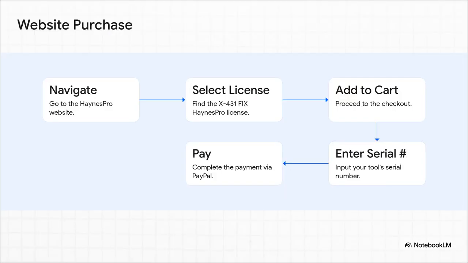Okay, first, let's talk about the website method. It's pretty simple. You just head over to the HaynesPro site, find the X431 license, and add it to your cart. Now, this next step is critical. During checkout, you have to enter your device's serial number, so make sure you have that handy. After that, you just complete the payment through PayPal, and the ball is rolling.